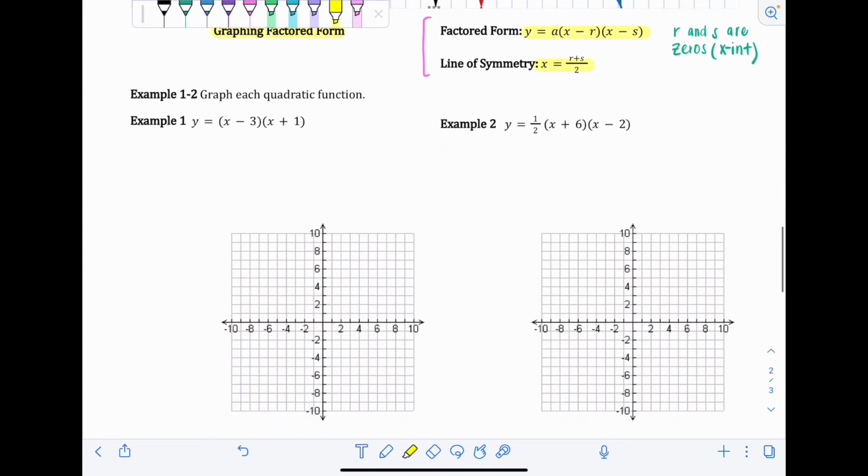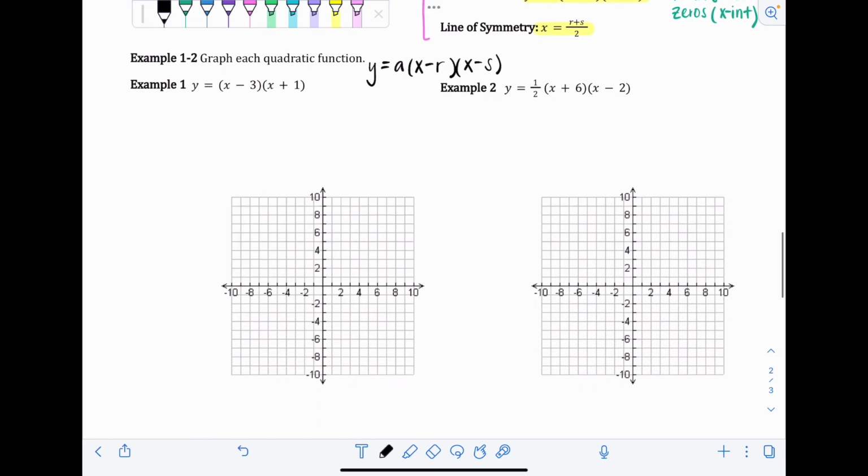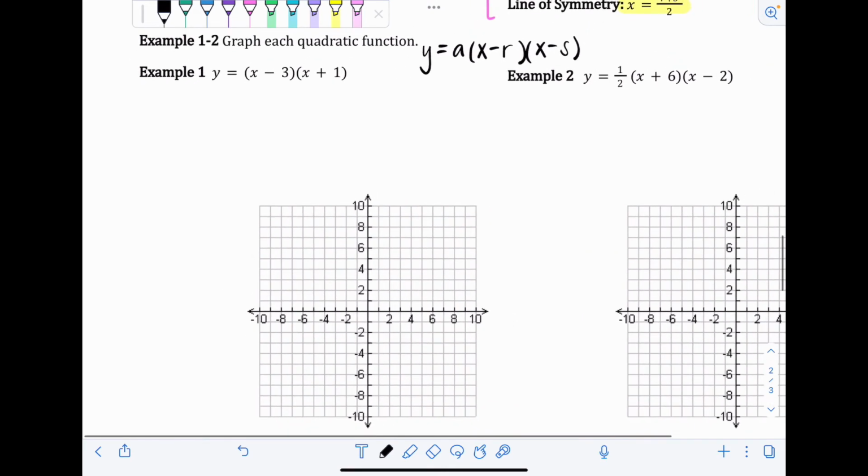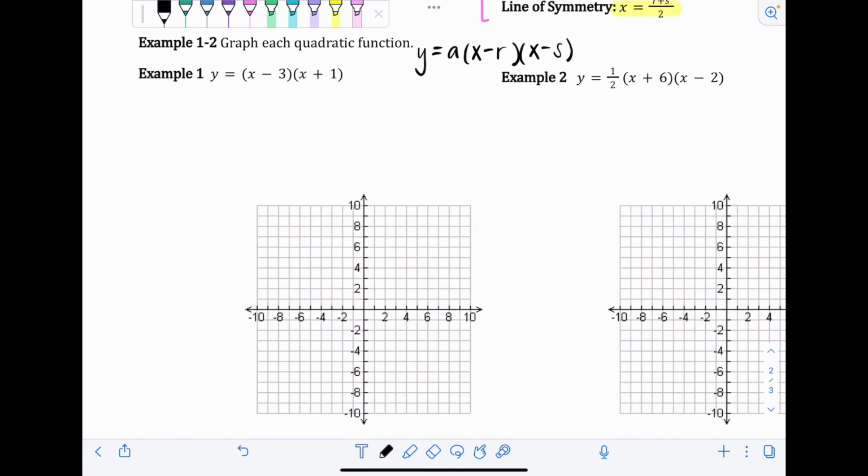Okay, so example 1. I'm going to go ahead and rewrite the equation for factored form up here so I don't have to keep the other one in frame. So a times (x minus r) times (x minus s). The first thing we need to do for these problems, example 1 is y equals (x minus 3) times (x plus 1), is figure out what r and s are.